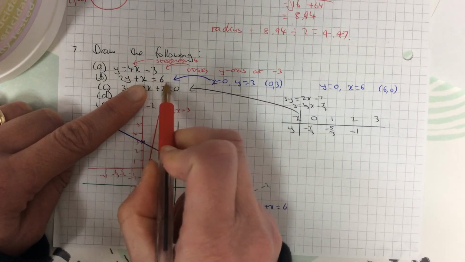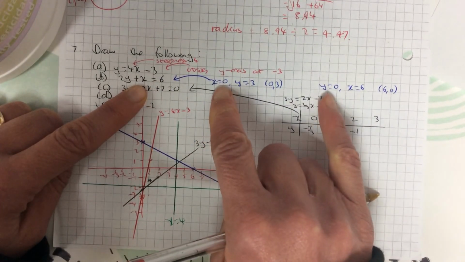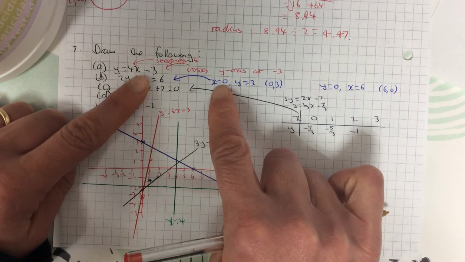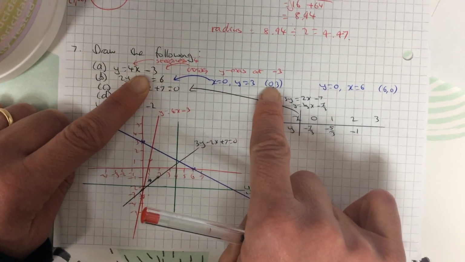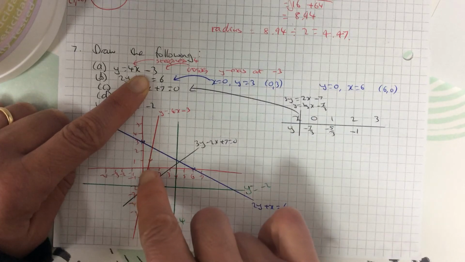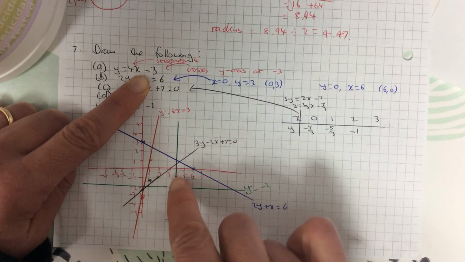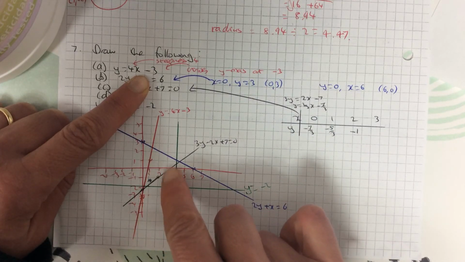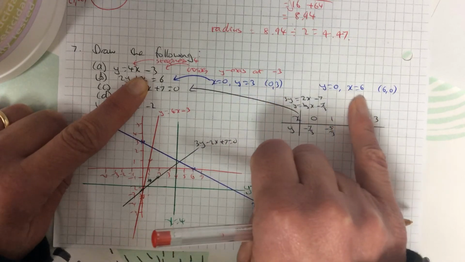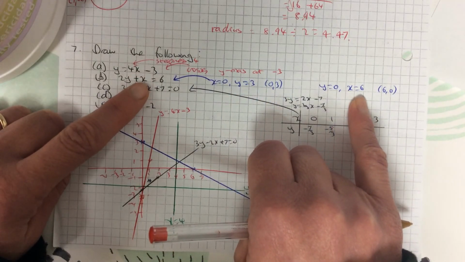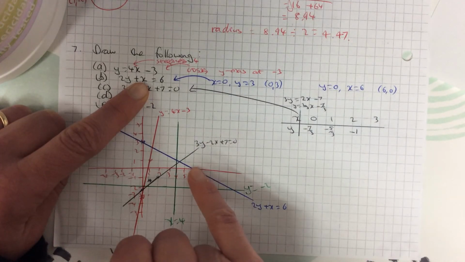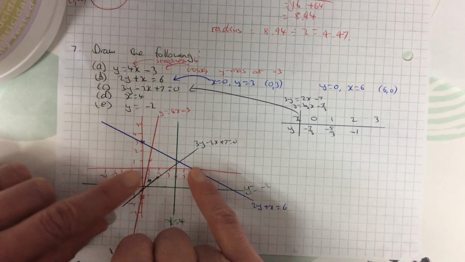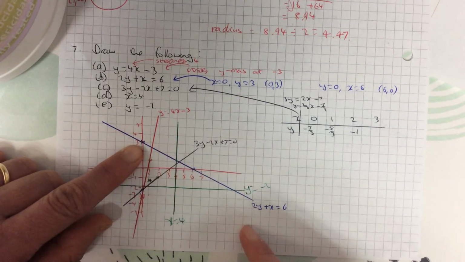For this one here, I chose x to be 0. So if x is 0, 2y is 6, so y is 3. So there's my first point, 0, 3. Then I chose x to be 6, because if x is 6, y has to be 0. So 6, 0. Sorry, I had it the wrong way around there. 0, 3, and 6, 0. There's my blue line.